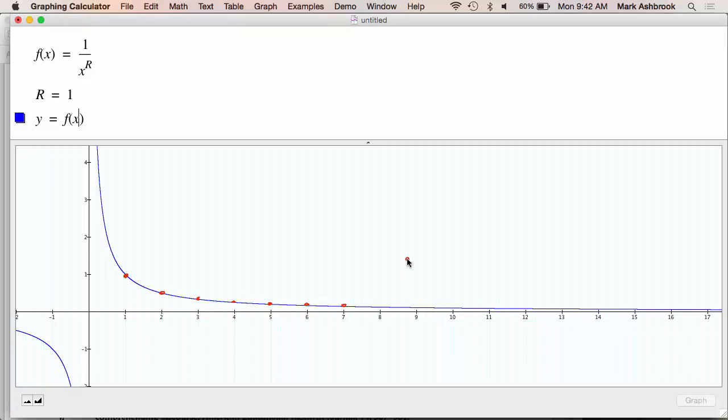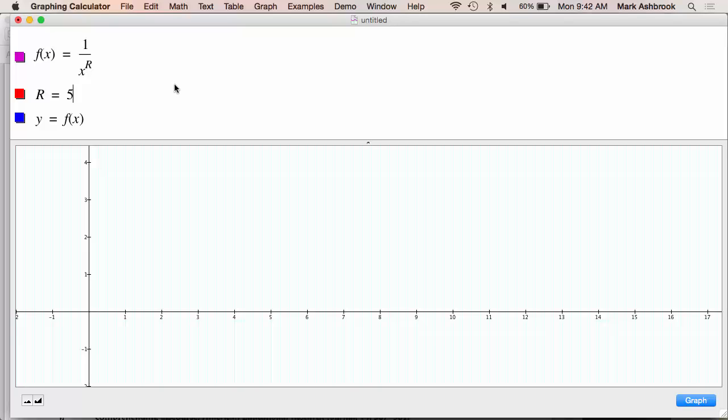Does 1 over x converge for large values of x? Yeah, it converges to 0, right? And so similarly, 1 over n to the 1 converges. Okay, what about if r is something greater than 1, say 5? Will it converge? And if so, to what? Yes, to 0, right? Just a lot faster.